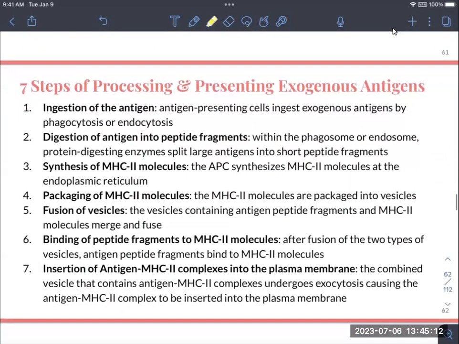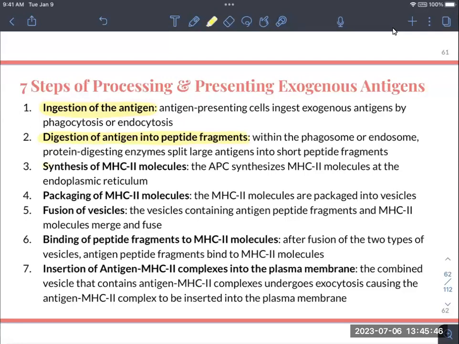So what happens through this entire process? It's a 7-step process. So there's an ingestion of the antigen. These antigen presenting cells are going to ingest it. They're going to take it inside of them. They're going to digest this antigen. They're going to break it down into peptide fragments. Because again, antigens are usually proteins, and proteins are chains of amino acids.